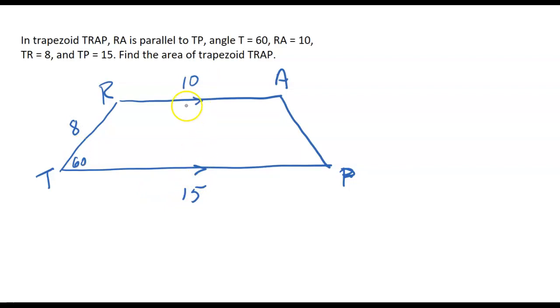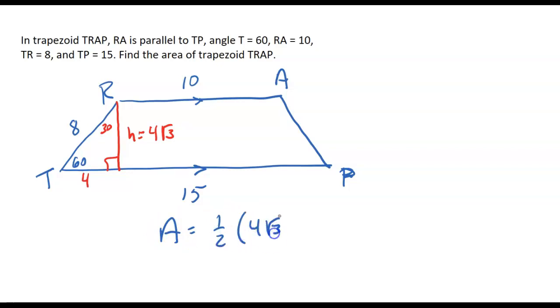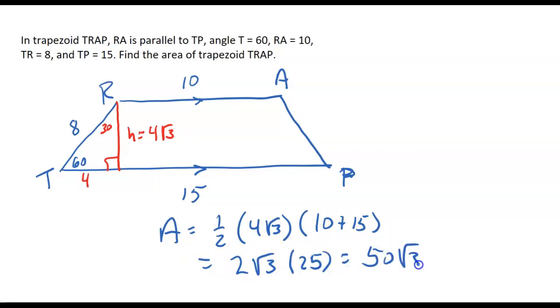So we have our two bases, but we do not have our height. So what I'm going to do is I'm going to draw the height. And when I do that, I've created a 30, 60, 90 triangle, which means that this piece right here is going to be half the hypotenuse. It's going to be 4, which makes this height 4√3. Now we have everything we need to get the area. Area is 1/2 of 4√3 times (10 plus 15). That's 2√3 times 25, which is 50√3.